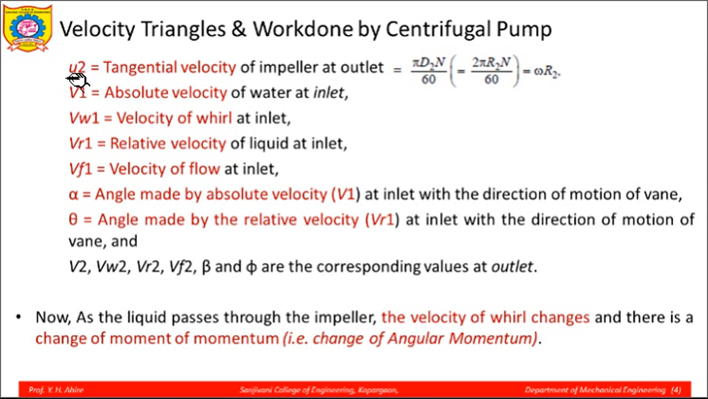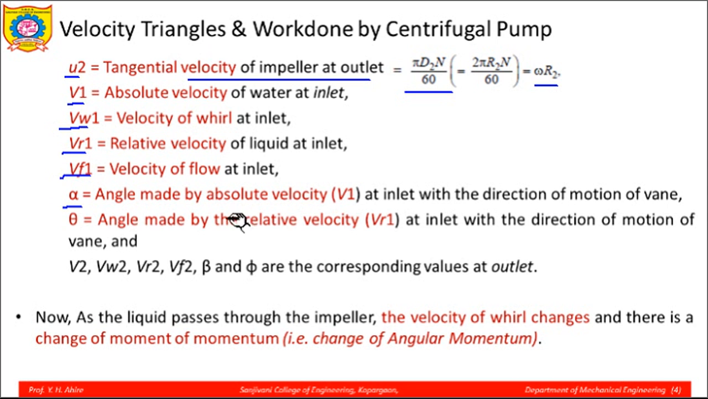Similarly, small u2 represents the tangential velocity of the impeller at outlet, so that is equal to omega into r2, that is also equal to pi d2 n by 60. Suppose v1 represents the absolute velocity of water at inlet, then vw1 is the velocity of whirl at inlet, vr1 is the relative velocity of liquid at inlet, vf1 is the velocity of flow at inlet, say alpha is the angle made by absolute velocity v1 at inlet with the direction of motion of vane.